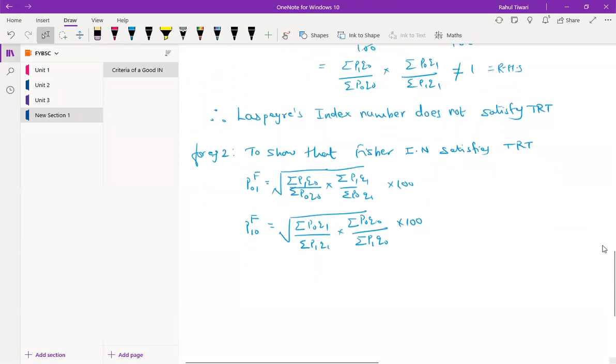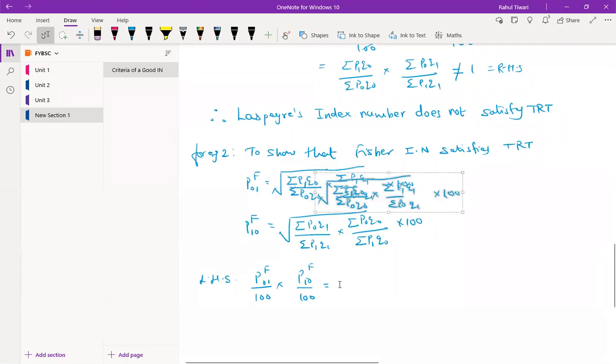I hope it is clear how to write P10 power to Fisher. Now what is the condition? Left hand side: P01F into P10F upon 100. So we can take this one. This is equal to, you can take the formula. You can just take down this entire thing here. Control C, Control V. I will paste it here.